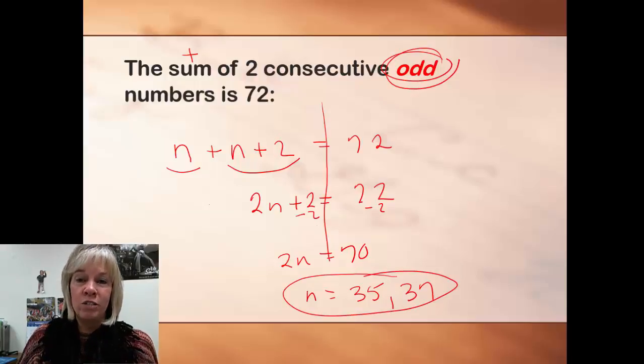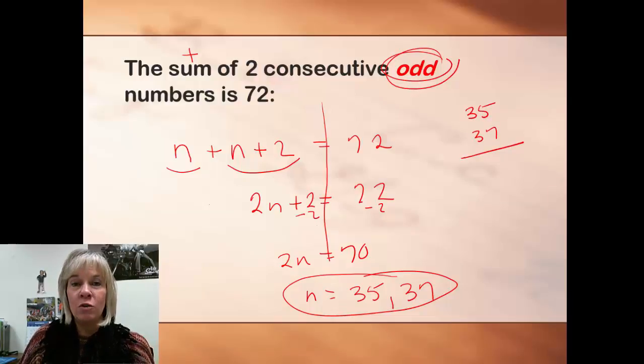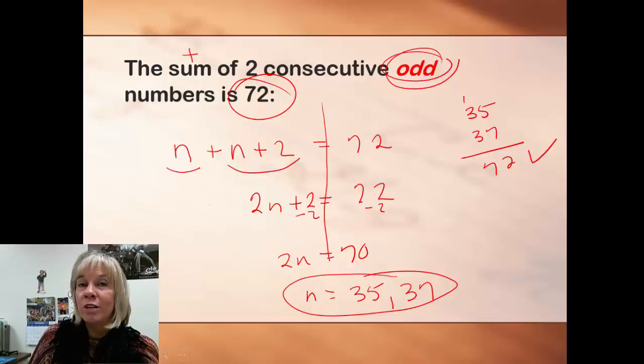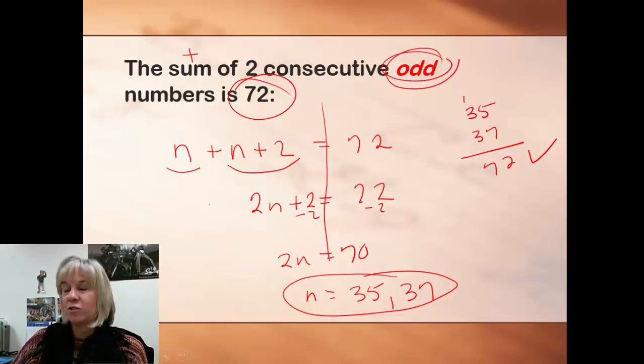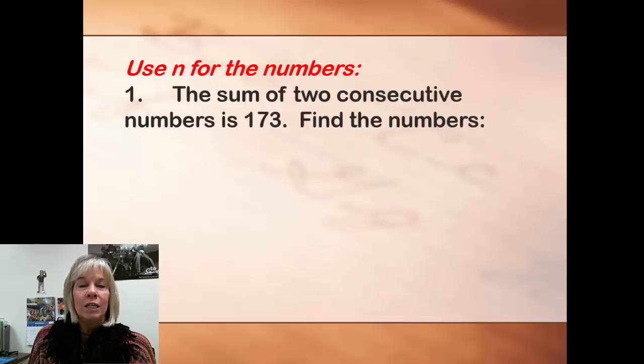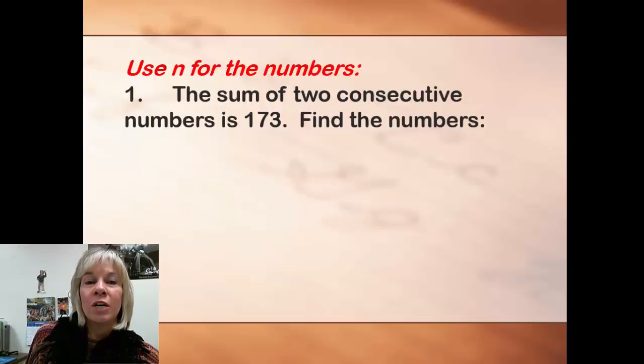Now, I would always suggest you check. Make sure that 35 plus 37 equals 72. So that would be 12, carry, check. Always check them. It doesn't take but a couple of seconds and you know you have the right answer. All right, let's try a couple of practice problems on these.